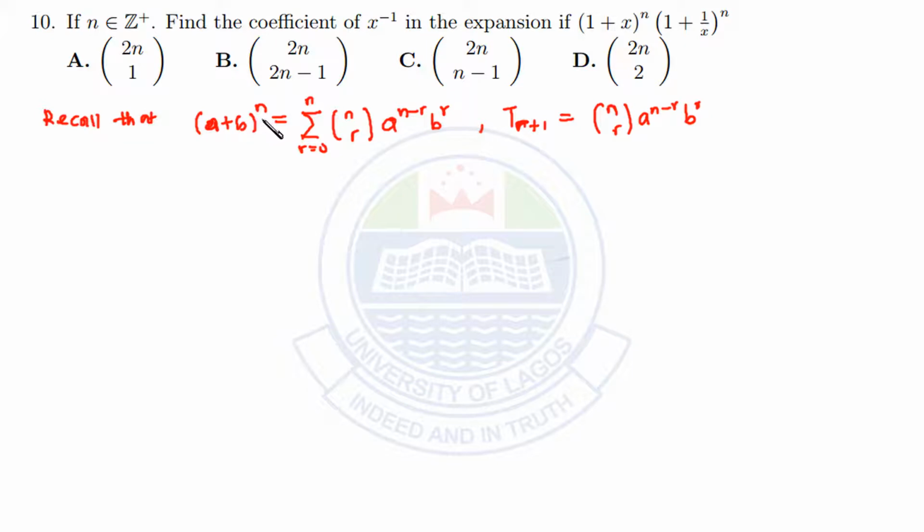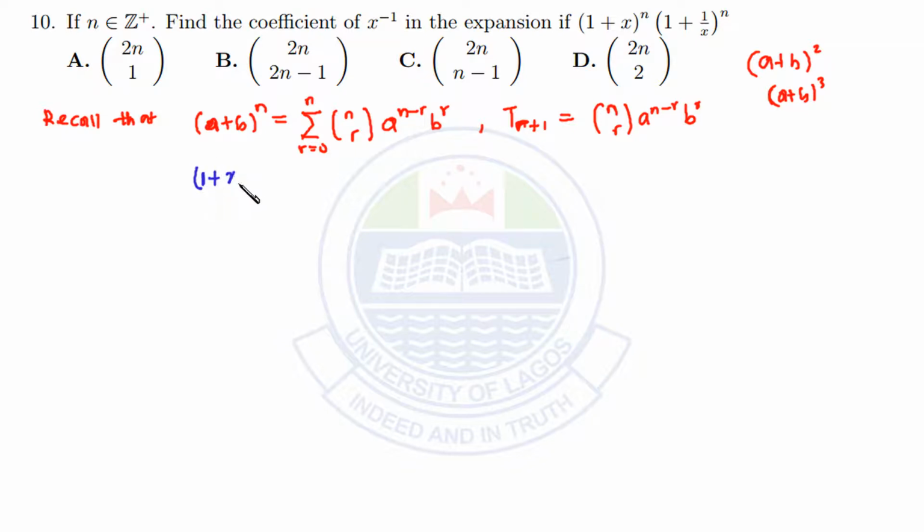Just like if you are expanding (a plus b) raised to power 2, you are going to have 3 terms. If you are expanding (a plus b) raised to power 3, you are going to have 4 terms. Meaning that you are going to have r plus 1 terms. That's why we have this to be r plus 1. I hope you guys understand. So now if I replace in this formula a with 1, and I replace b with x, what am I going to have?